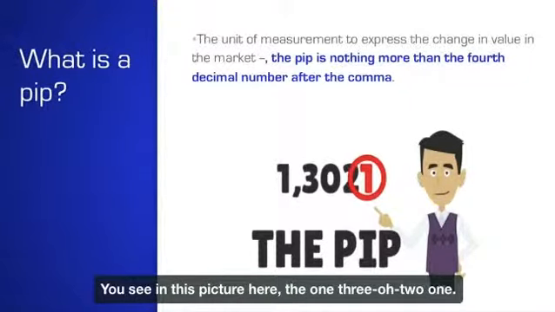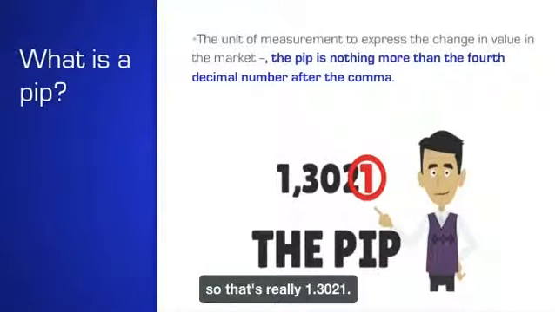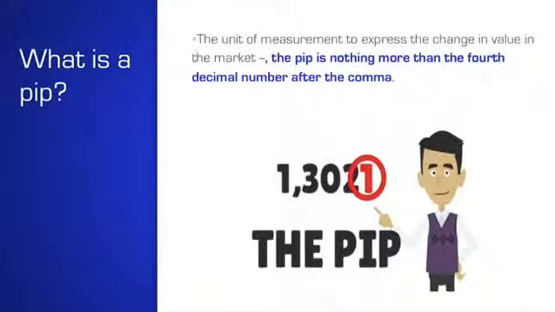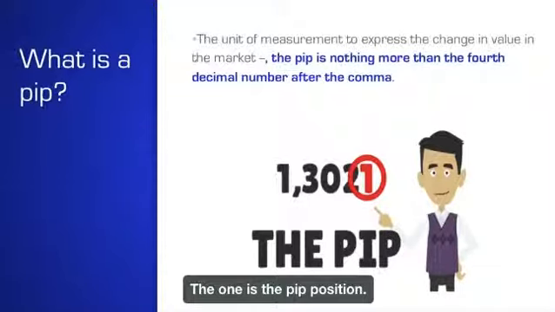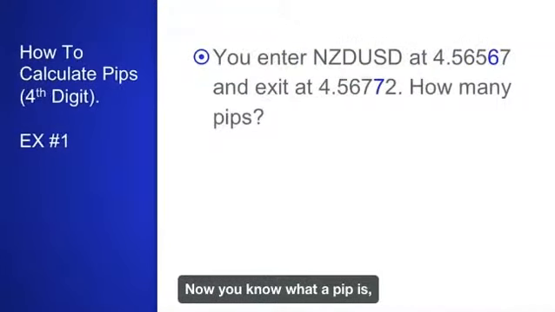You see in this picture here, the 1.3021. And by the way, that's not supposed to be a comma, it's actually a period. So that's really 1.3021. The 1 is the pip position. Now you know what a pip is.